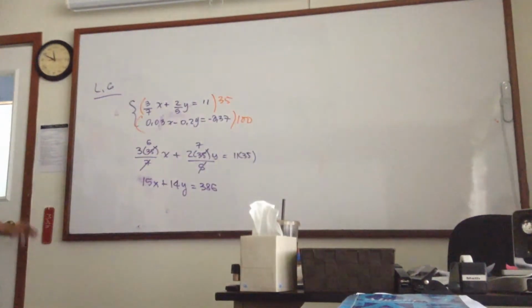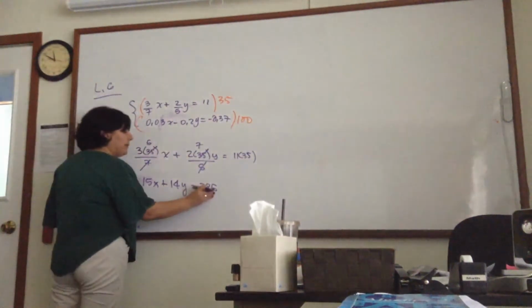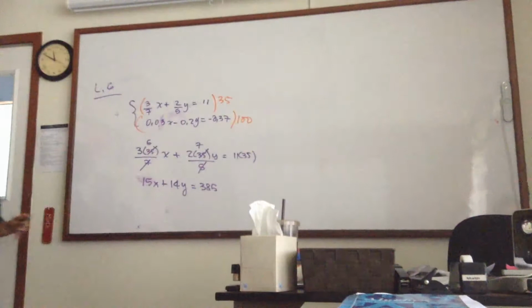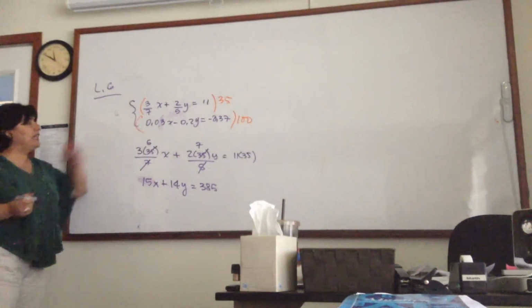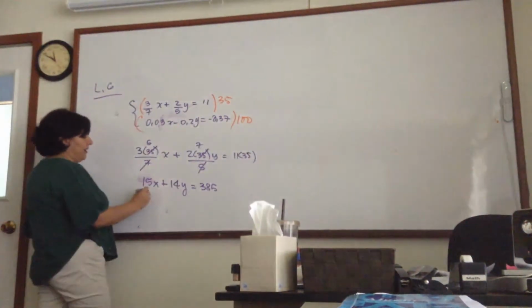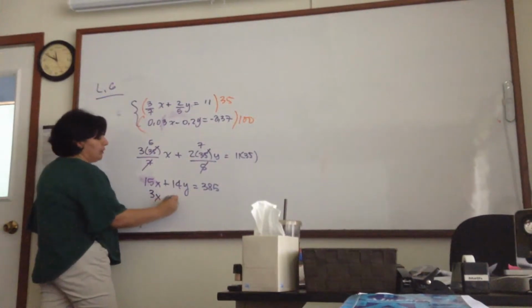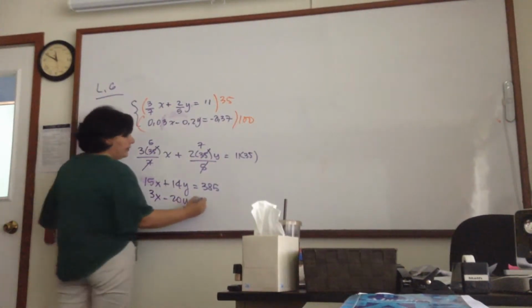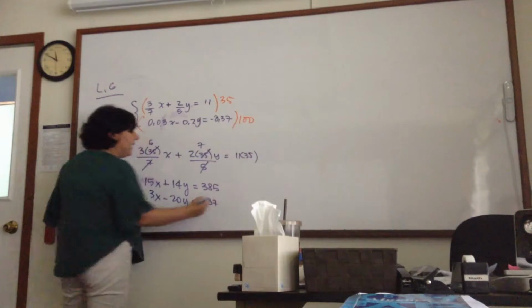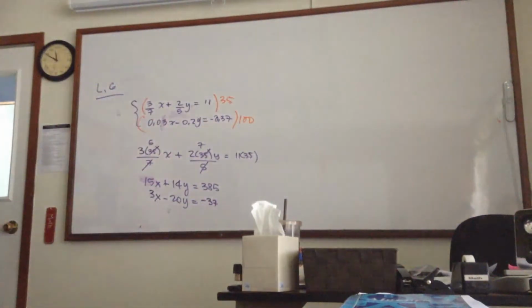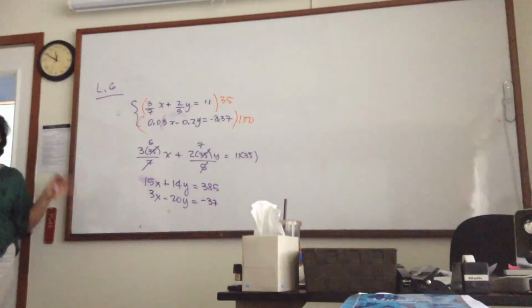So my fear is gone because now I have big, nice, whole numbers. And with this one, now 3x minus 21 minus 20y equals negative 37. And now I can do what I've always done, either substitution or elimination.